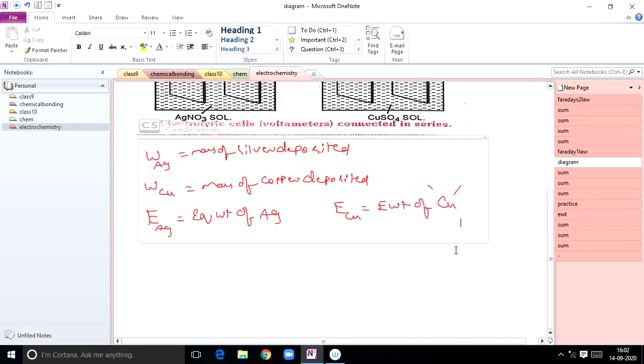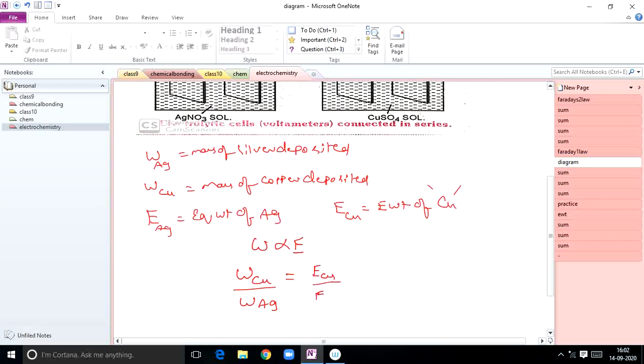Now according to the statement, when the same quantity of electricity is passed through different electrolytic solutions connected in series, the weight of the substance deposited at the respective electrodes is directly proportional to the equivalent weights. So W is directly proportional to E, that is the formula. If I take copper, W copper by W silver, the mass of copper deposited by the mass of silver deposited at the respective electrodes, is equal to the equivalent weight of copper divided by the equivalent weight of silver. That is a fundamental, important principle.